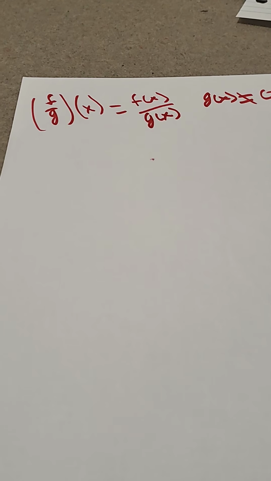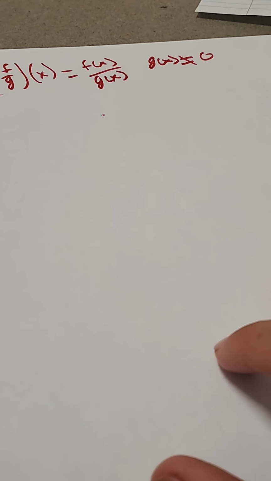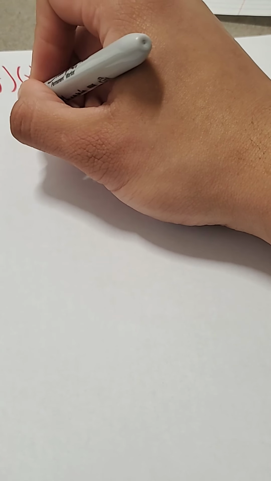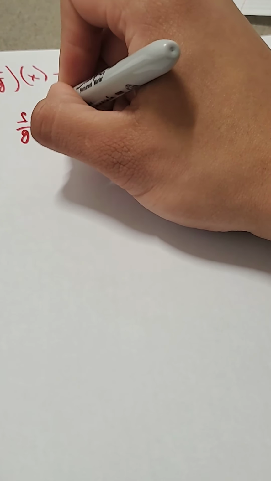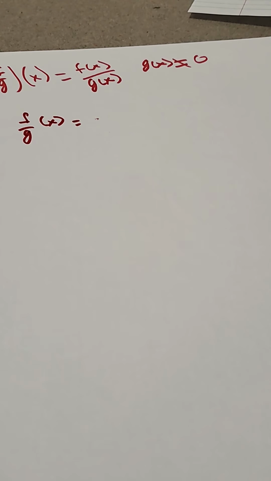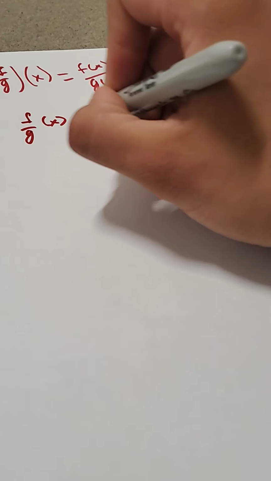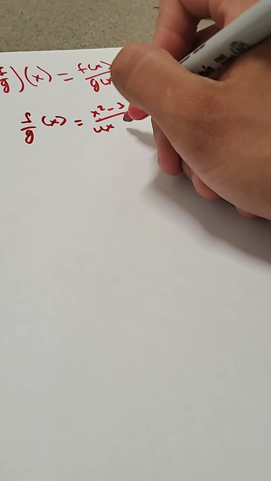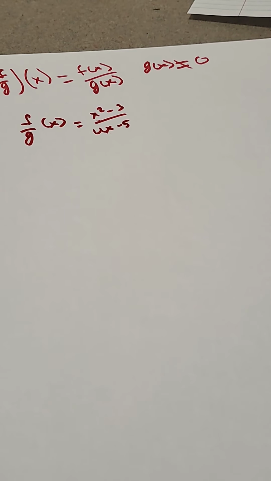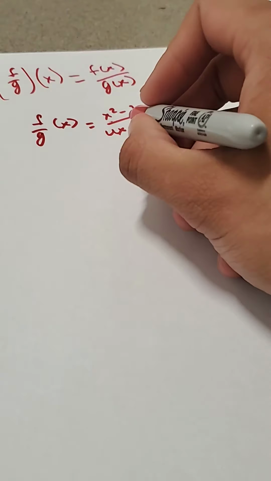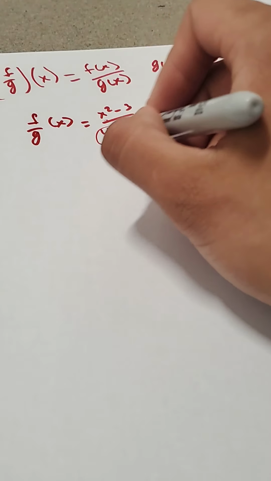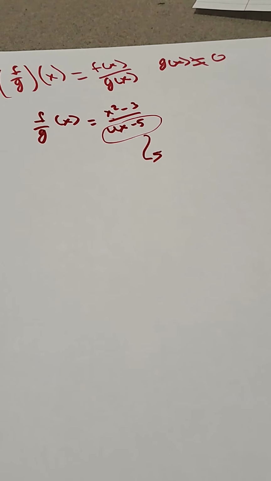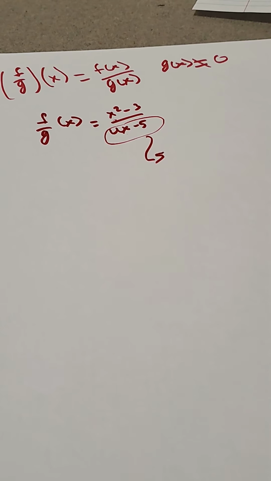So pretty much, here we go. So let me zoom out a little bit here. So pretty much we just plug in our f of x and g of x. So f over g of x is equal to x squared minus 3 over 4x minus 5. So pretty much there's only one value. So in this case, there's only one value of x that x cannot be, which is this piece right here. And this is what we call a rational function.